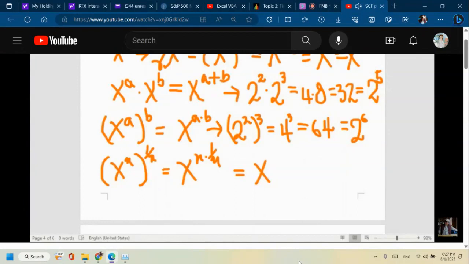Now, these are the properties of exponents that we need to solve for that problem. We'll talk more about it in the next video. This is the end of the video, so I'll stop recording.